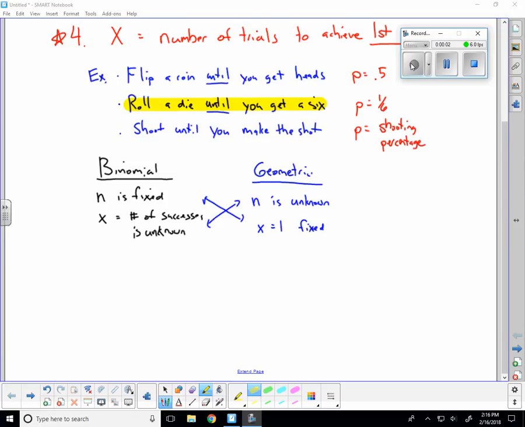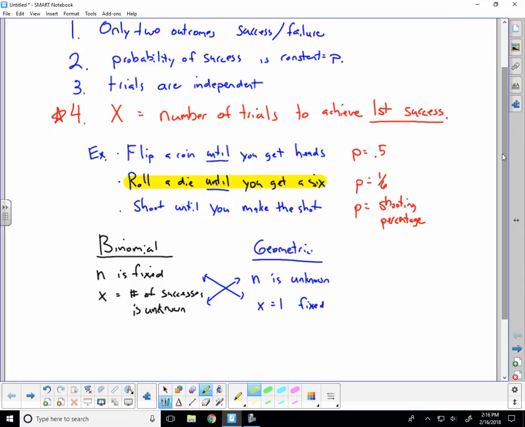All right, so we are moving on. We talked about just a second ago that the probability in flipping the coin is still 0.5, and rolling a 6 is 1/6. And shooting until we make the last shot, our probability is going to be the shooting percentage.